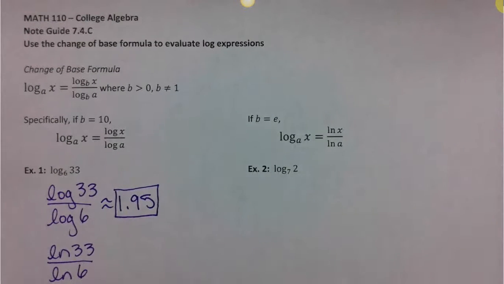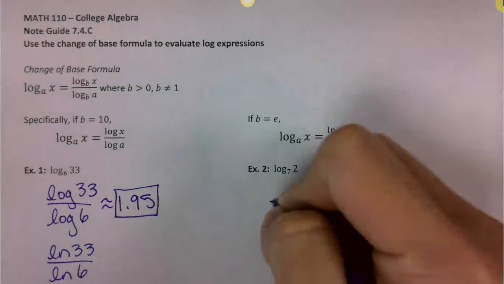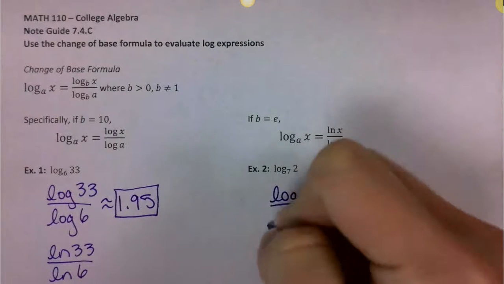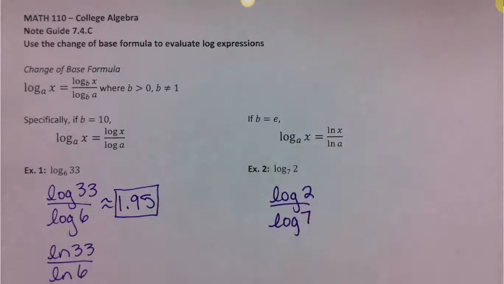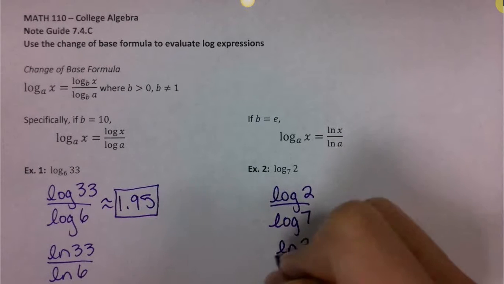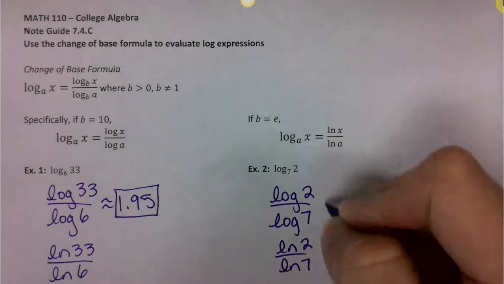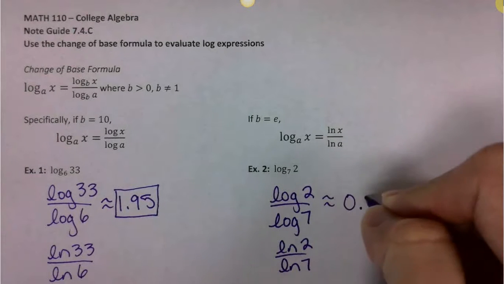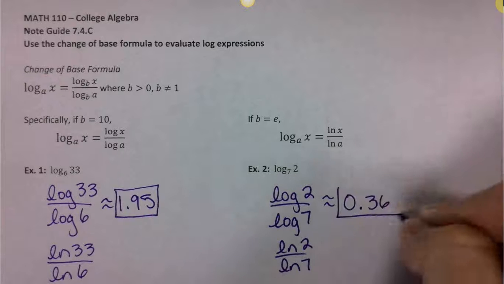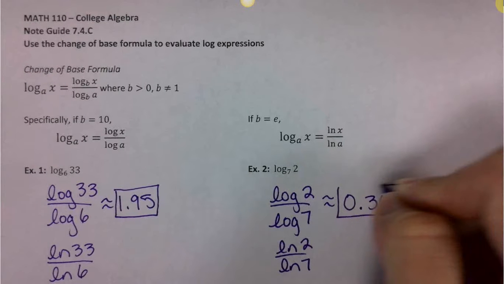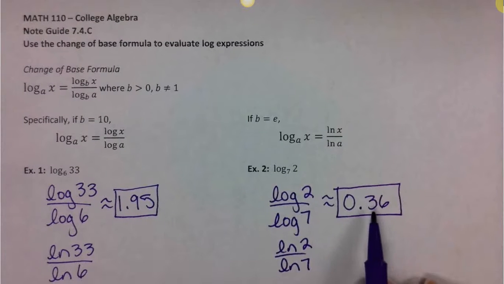So the log base 7 of 2 I can evaluate as either the log of 2 divided by the log of 7, or the natural log of 2 divided by the natural log of 7. You can plug it into your calculator either way. Again, just make sure that you're careful with your parentheses. And you should end up with approximately 0.36. So that tells me that 7 raised to an exponent of 0.36 is approximately 2.